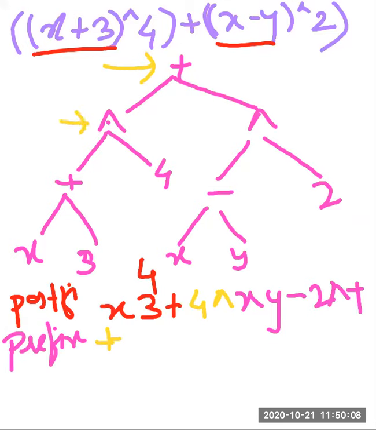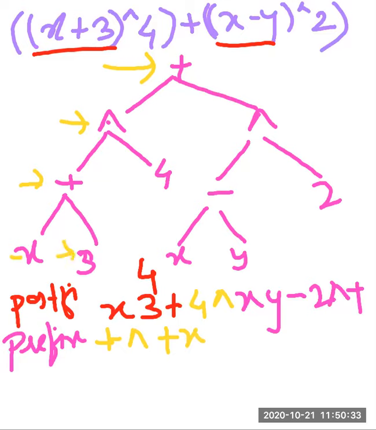Mark the root of the left subtree visited, because it is a pre-order traversal. So mark this exponent to be visited. Check whether it has a left subtree. Yes. Mark plus to be visited, because it is the root of this subtree. Go to the first left subtree of this. Mark x to be visited. Whether x has any subtrees? No. Go to the other subtrees of plus.